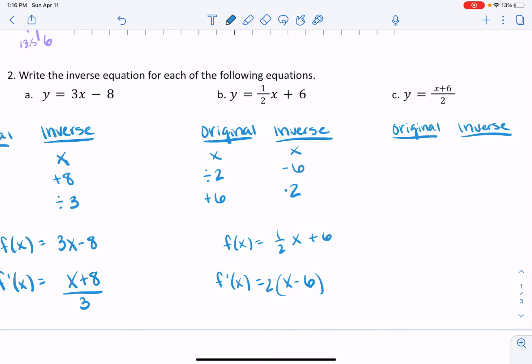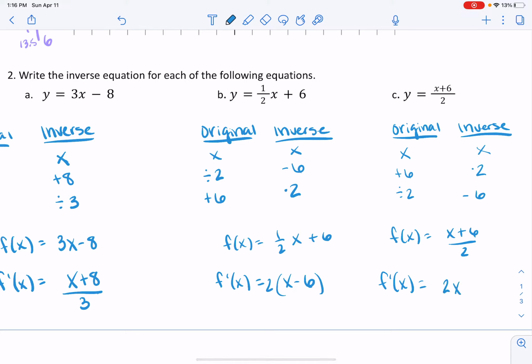Okay, so we start with x. It looks like we're adding 6 and dividing by 2. So the inverse of that, we've got our x. Looks like we're going to be timesing by 2 and minus 6. So I'm going to rename our original equation f of x. And then the inverse of f of x would be x times 2 minus 6. That would be 2x minus 6.